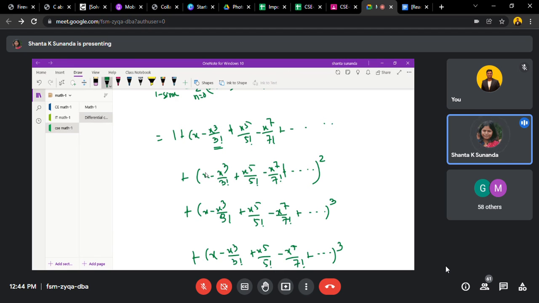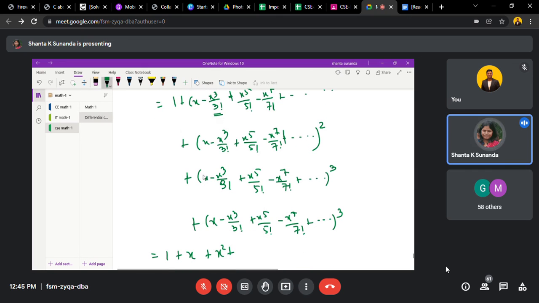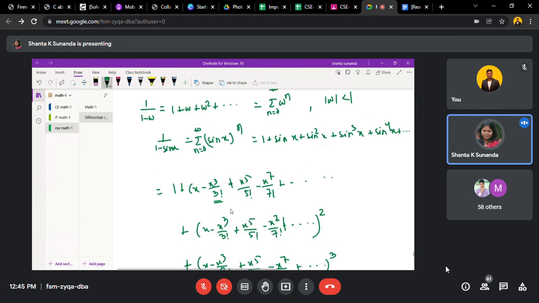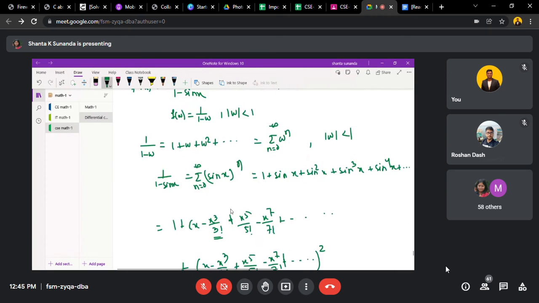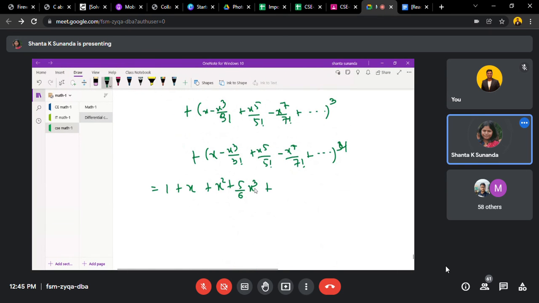Now we will look at the fourth term. We have x cube by 3 factorial, and here you will have x square. The x cube will come from here, and here the coefficient is 1. So what will be the fourth term? Here x cube, here minus 1 by 3 factorial, that is 1 minus 1 by 6, which is 5 by 6 x cube. So whether it is plus or minus, here also it is plus coming. Then the fourth term. Four terms are there.